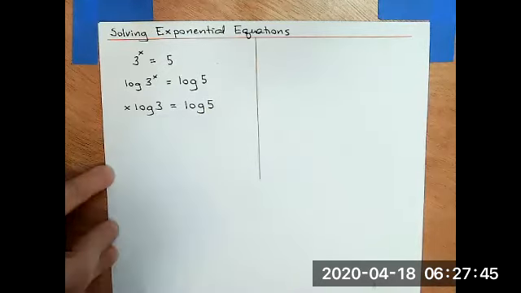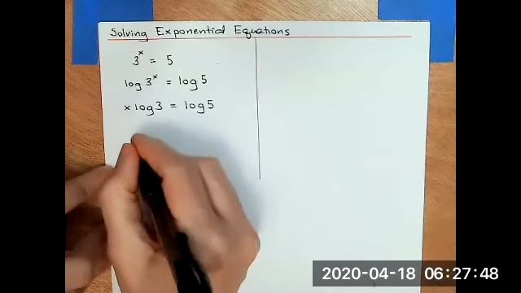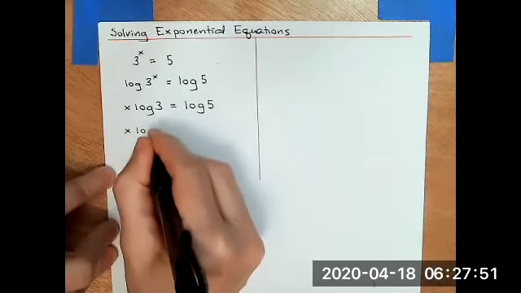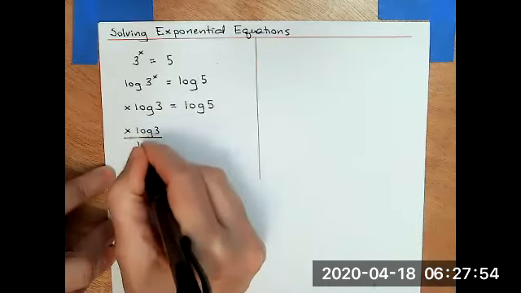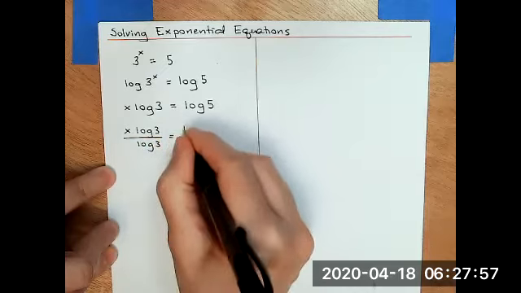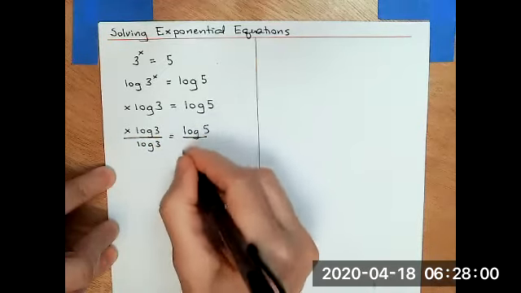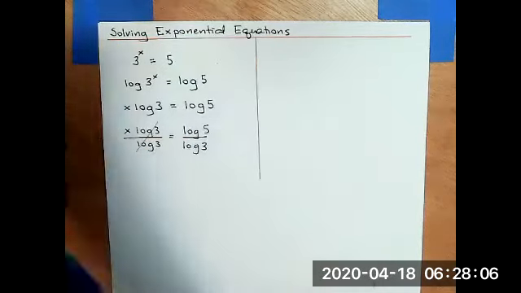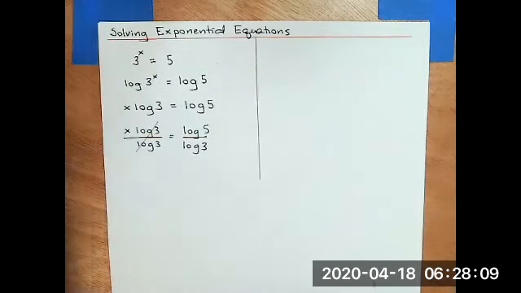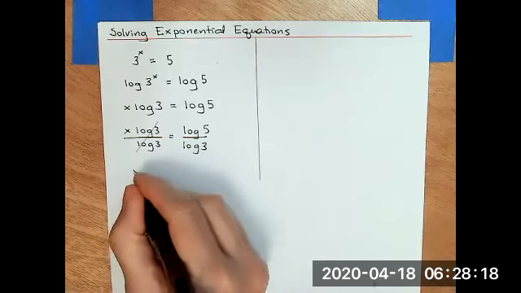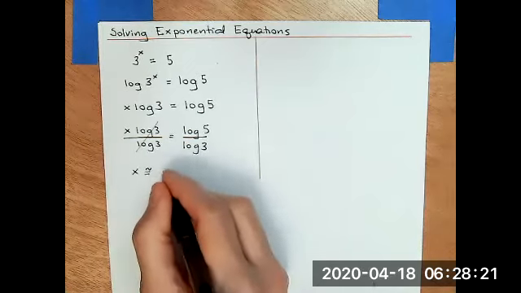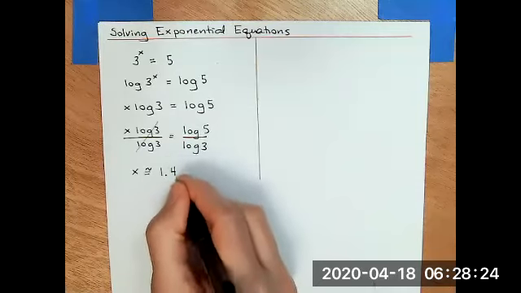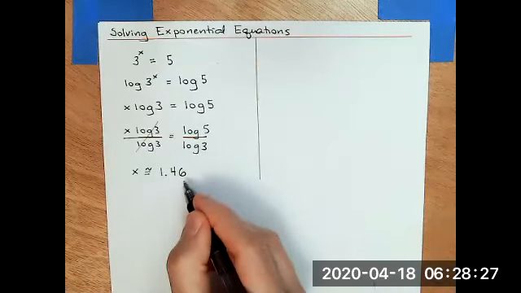And the log of 3 is just a number, so you can divide both sides by the log of 3. Log of 3 divided by the log of 3 is equal to 1. And we get 1.46 if we round off to the hundredths place.